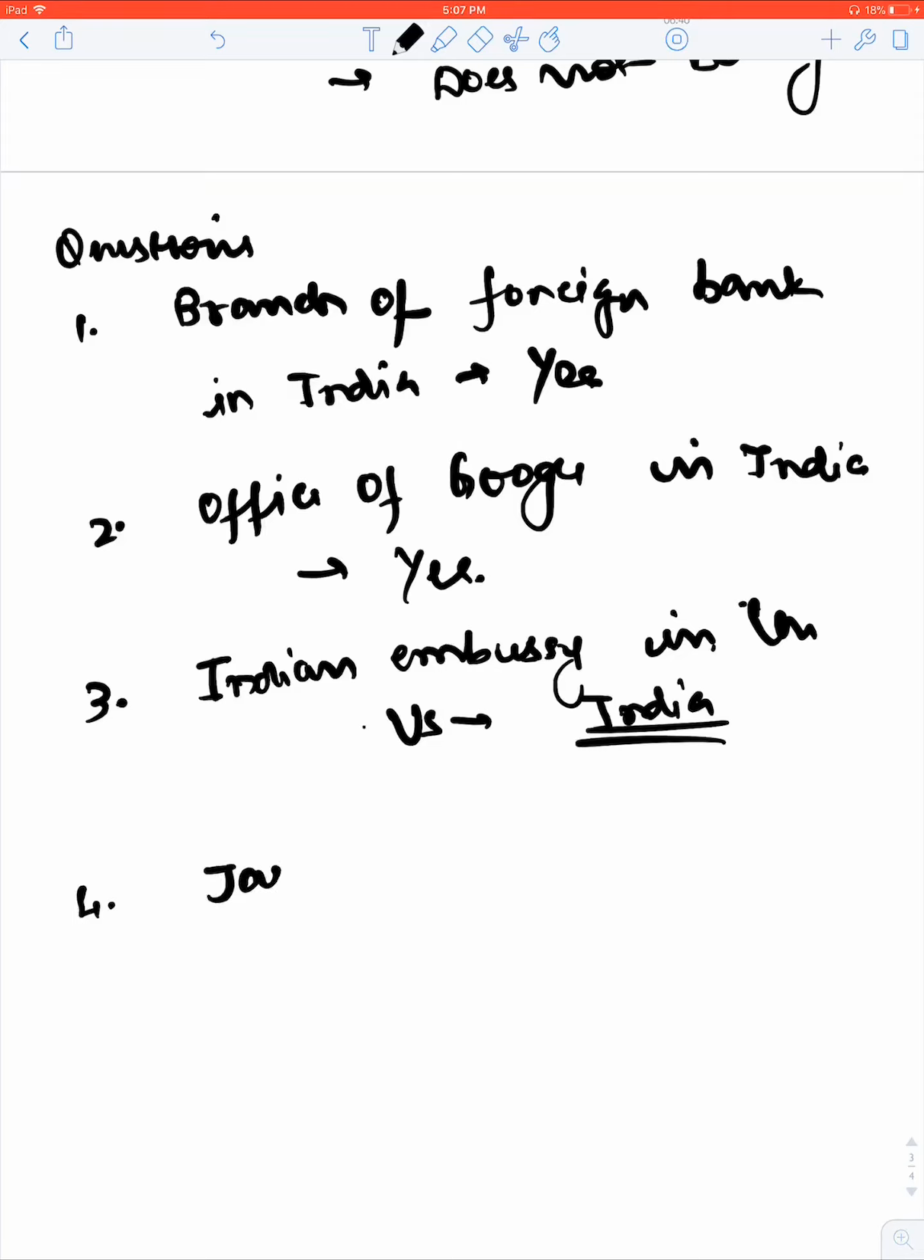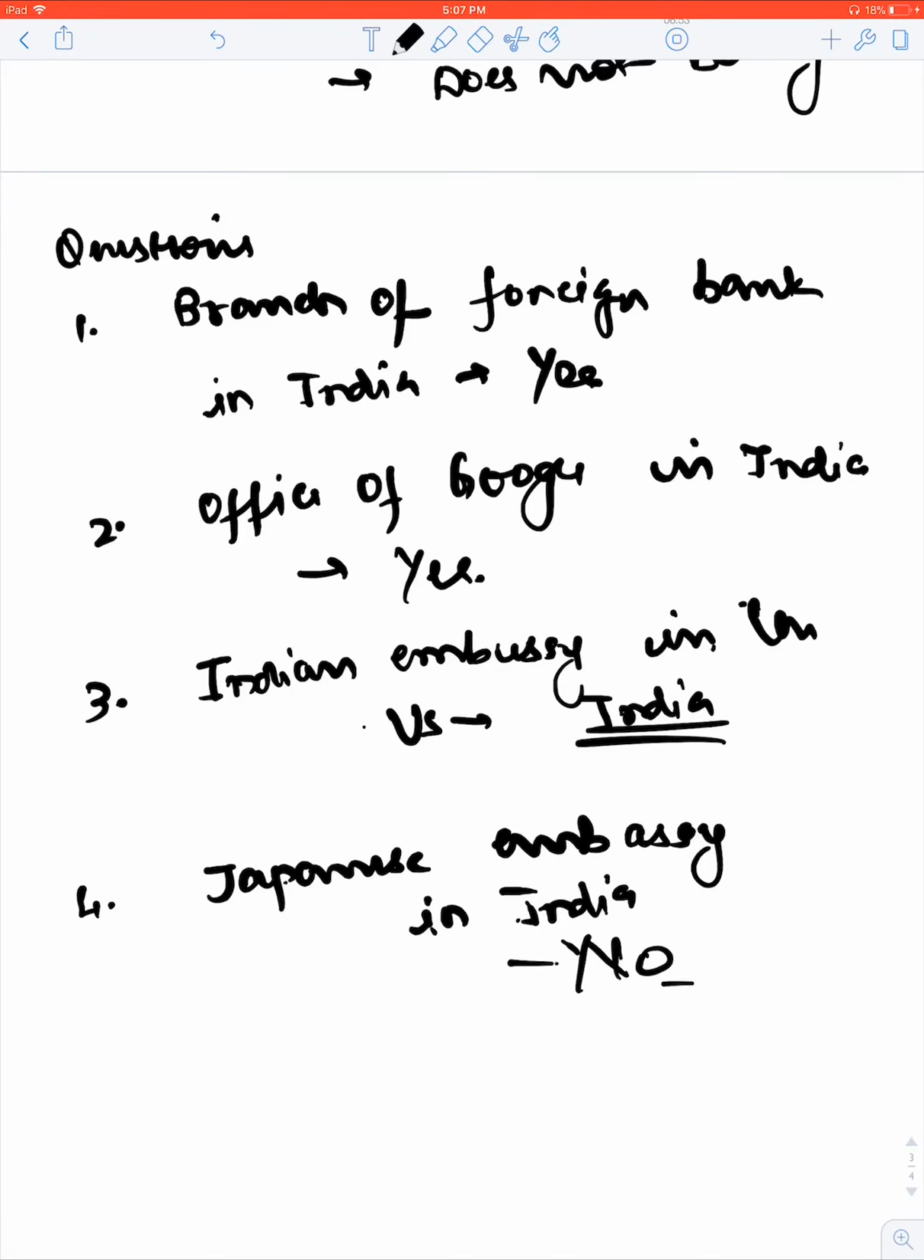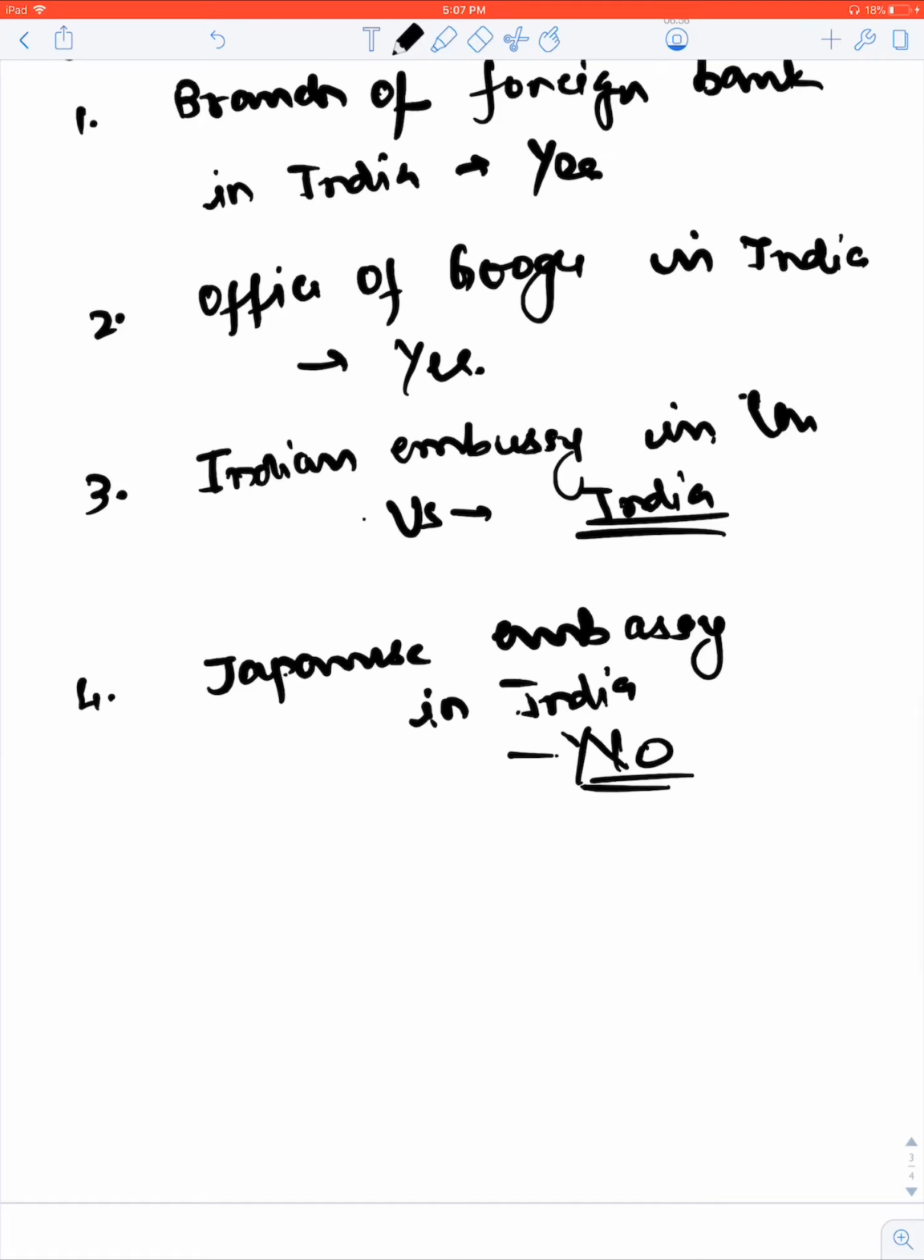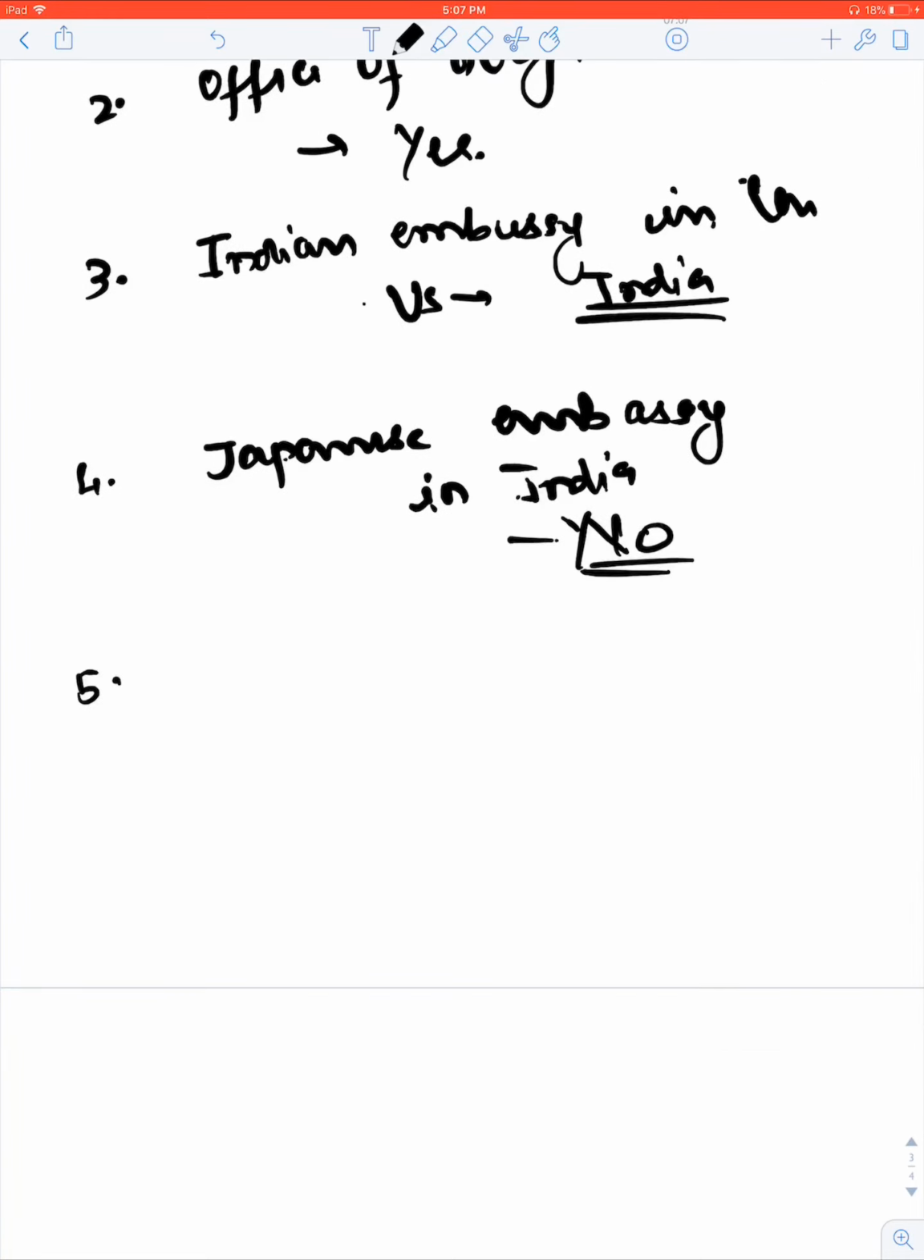Let's say the Japanese embassy in India. Sorry. Yes, it will belong to the domestic territory of Japan. No, it will not belong to the domestic territory of India. Okay. The last thing, let's say if I ask you about any Indian company's office in Japan. Let's say there is an office of Reliance in Japan.